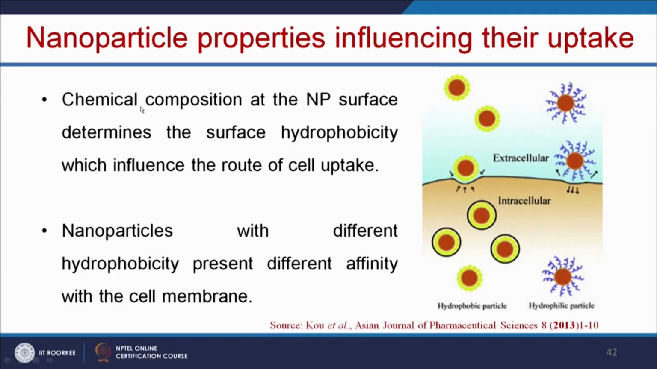And the chemical composition at the nanoparticle surface also determines the surface hydrophobicity, which influences the route of cellular uptake. Nanoparticles with different hydrophobicity present different affinity with the cell membrane. So you can see here, whether you have a hydrophobic particle or a hydrophilic particle, it will be taken up by the cells depending on the affinity with the cell membrane.